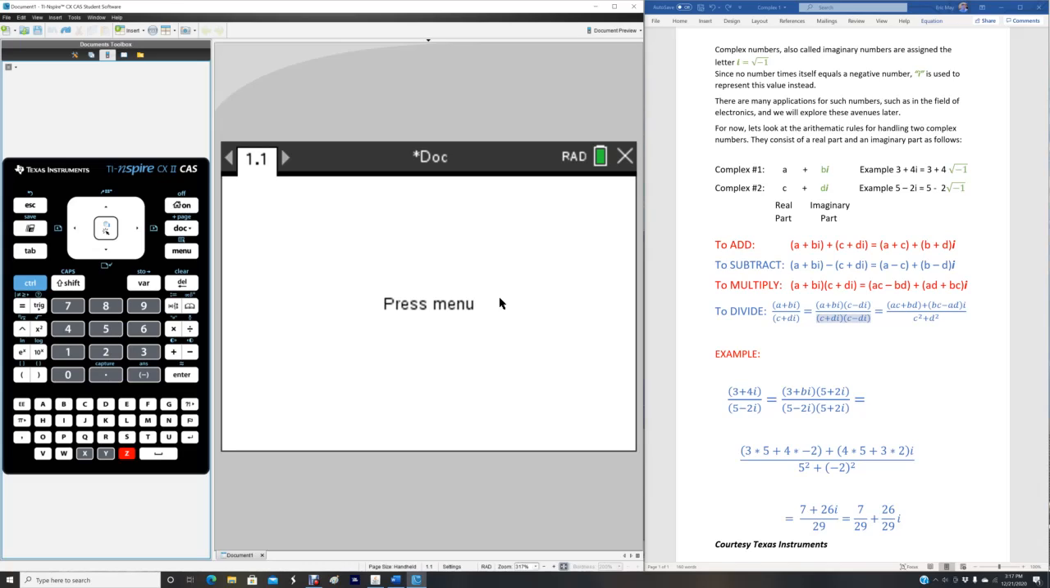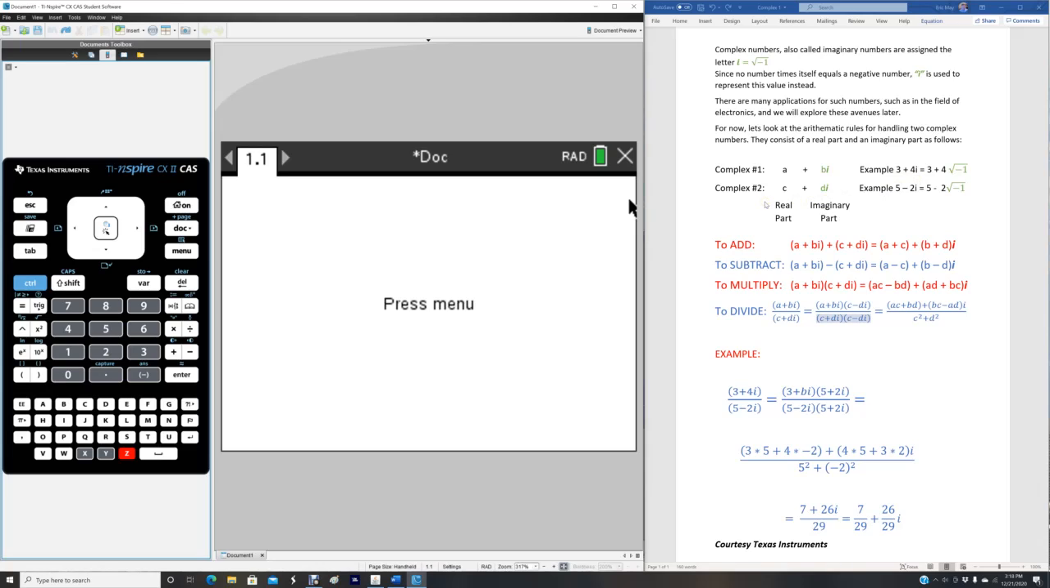For now, let's look at the arithmetic rules for handling two complex numbers. They consist of a real part and an imaginary part as follows. For complex number 1, we use the coefficients a plus bi, and this would be, as an example, 3 plus 4i, which equals 3 plus 4 times the square root of -1.